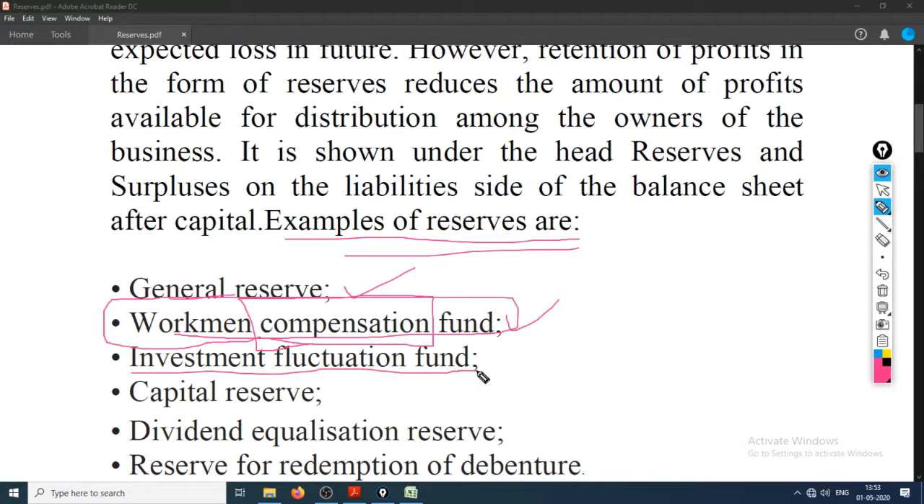Investment fluctuation fund, that is to cope with the loss of speculation that every company does. Large companies do large speculations. Capital reserve, we will study separately about it. Dividend equalization reserve, reserve for redemption of debenture. Debentures are the liabilities of a company. When repaying the debentures, we can use this debenture redemption reserve.